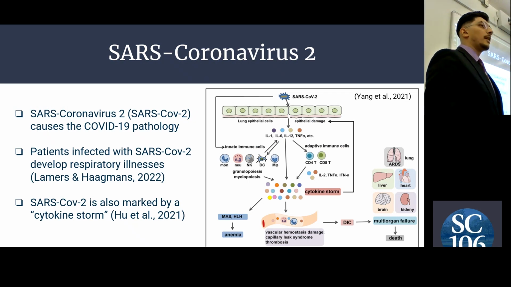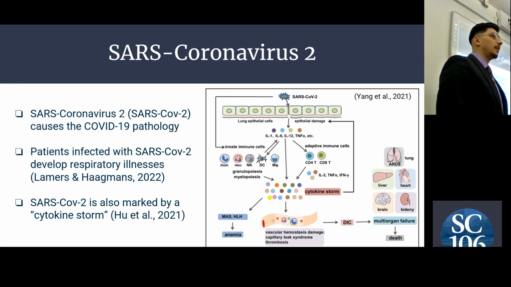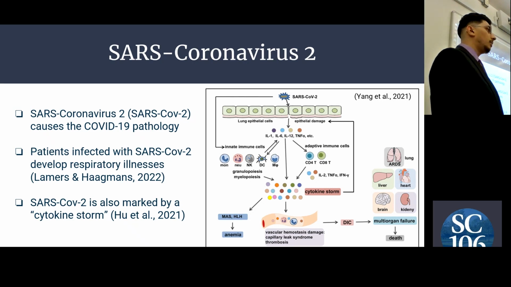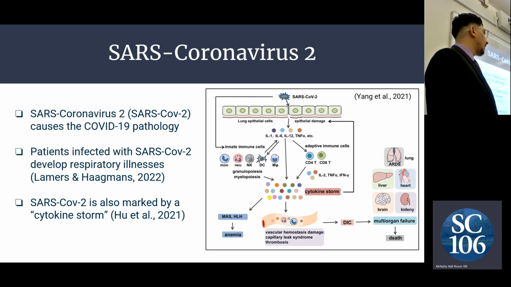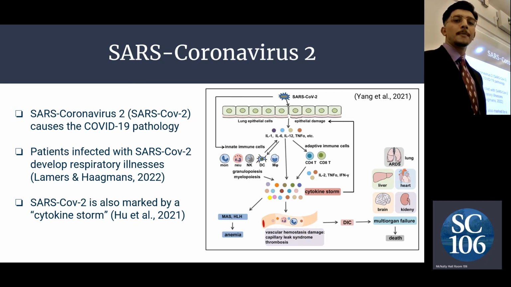In fact, there have been more than 600 million cases of the COVID-19 infection, with over 6 million deaths related to it. Patients infected with the SARS coronavirus 2 develop respiratory illnesses, and they are marked by acute respiratory distress. However, they also induce a cytokine storm, shown in this figure right there, which can possibly overactivate or inhibit certain molecules. This in turn can affect other organ systems, which can lead to death potentially.